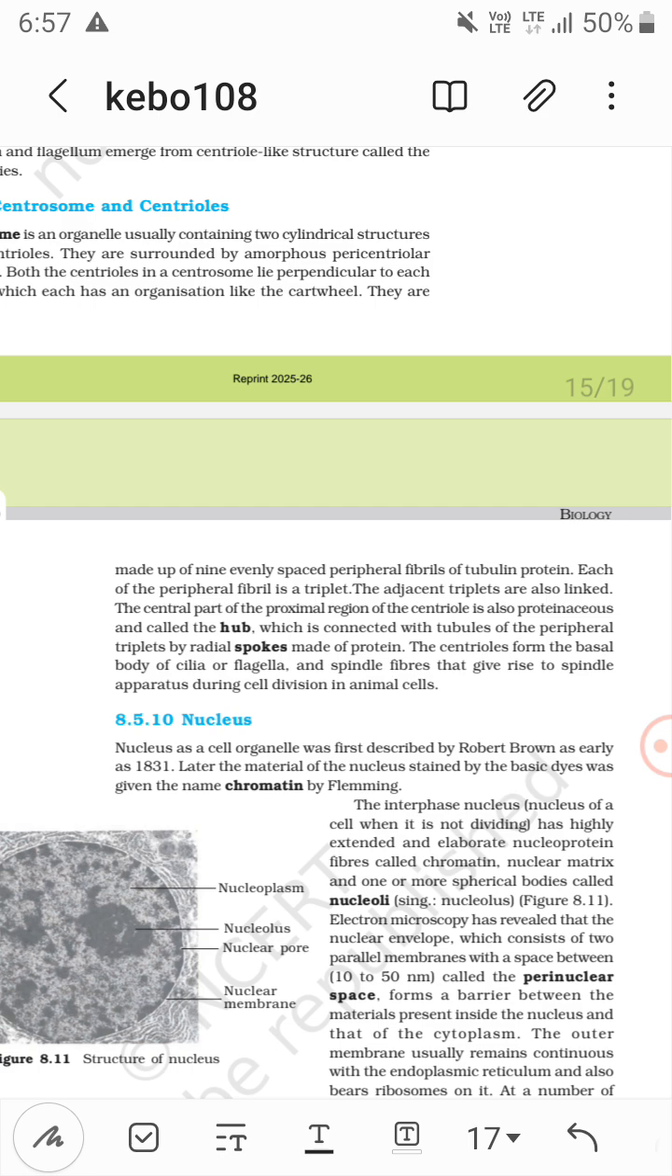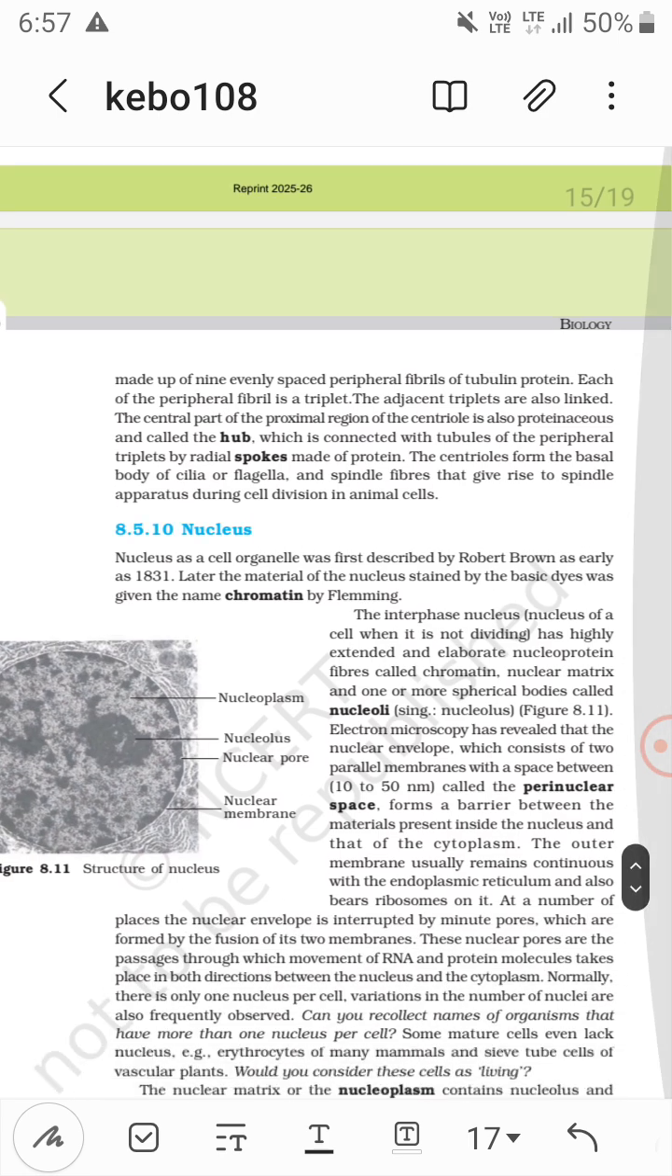Now the centrioles form the basal body of cilia and flagella and the spindle fibers. So centrioles form the basal body of cilia and flagella, and centrioles also form the spindle fibers that give rise to the spindle apparatus during cell division in animal cells.